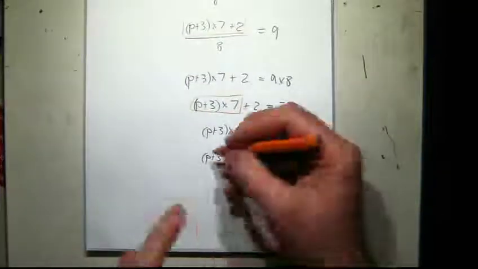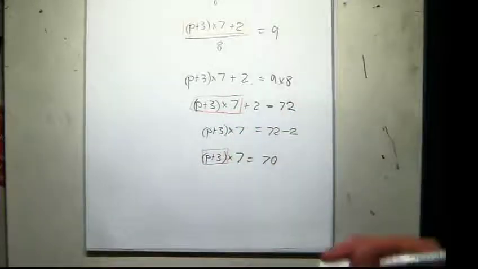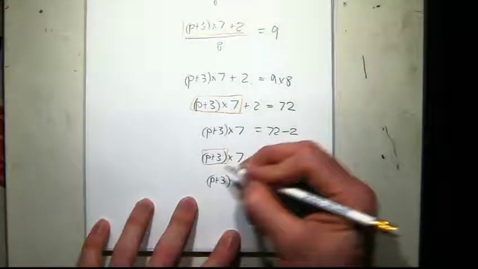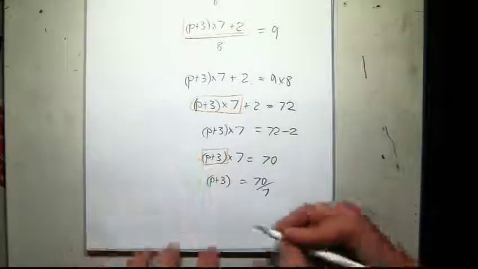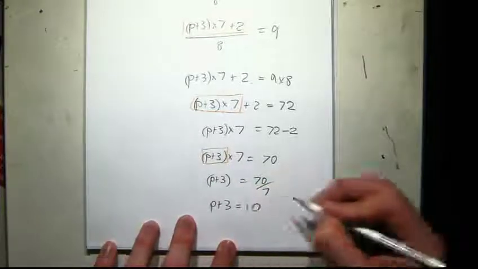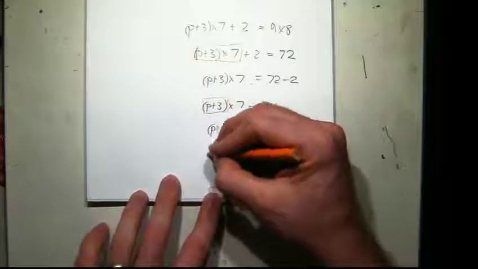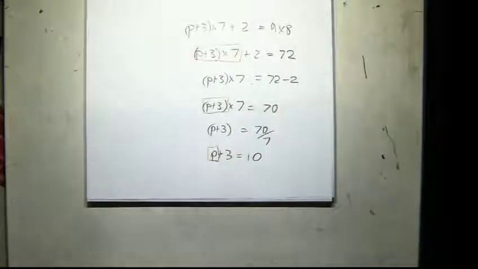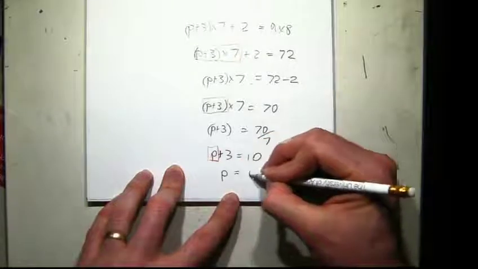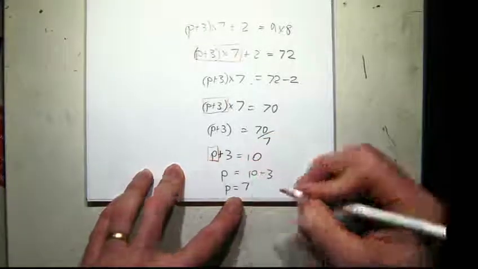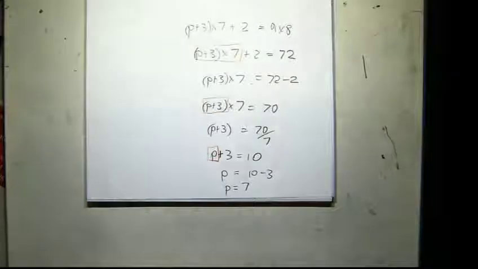And now we have this object times 7 is equal to 70. So in order to reclaim this object, I have to unwrap the times 7, which means I have to divide by 7. And now finally, I'm down to the object I was looking for. P plus 3 is 10. So to unwrap the plus 3, I'm going to have to subtract a 3. So I've now figured out that P is in fact 7. And that is how people unwrap equations.